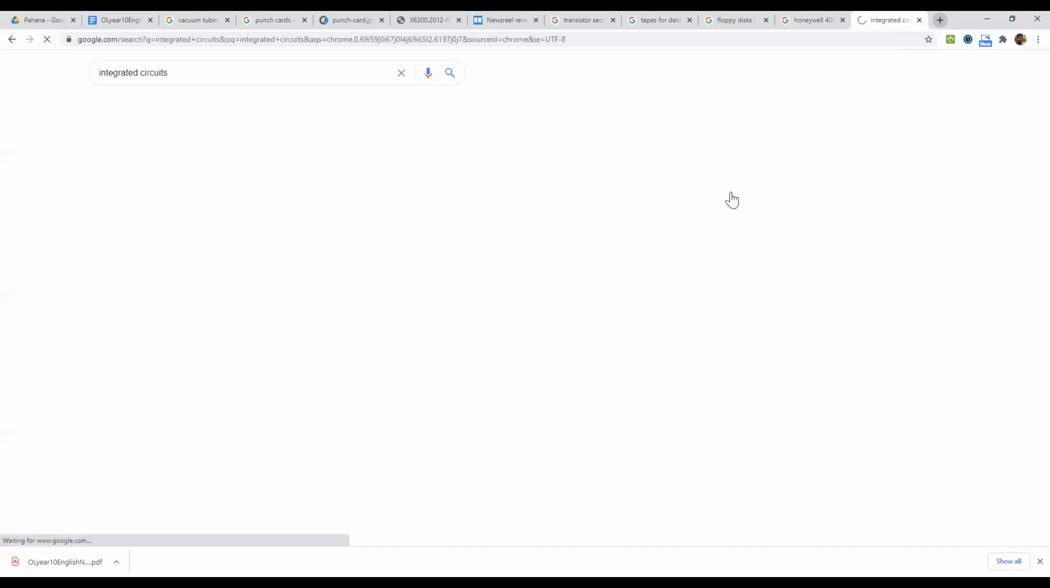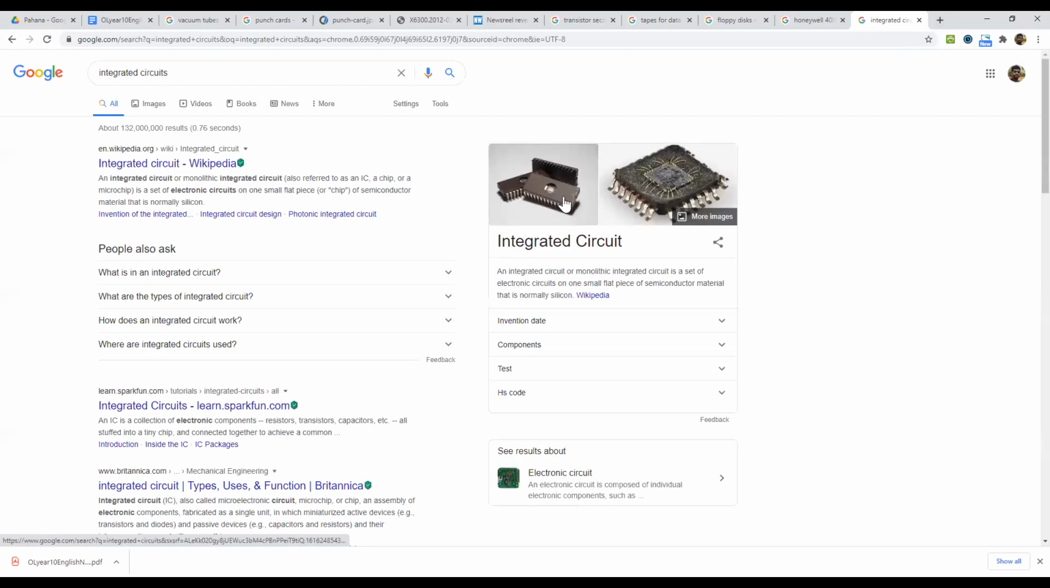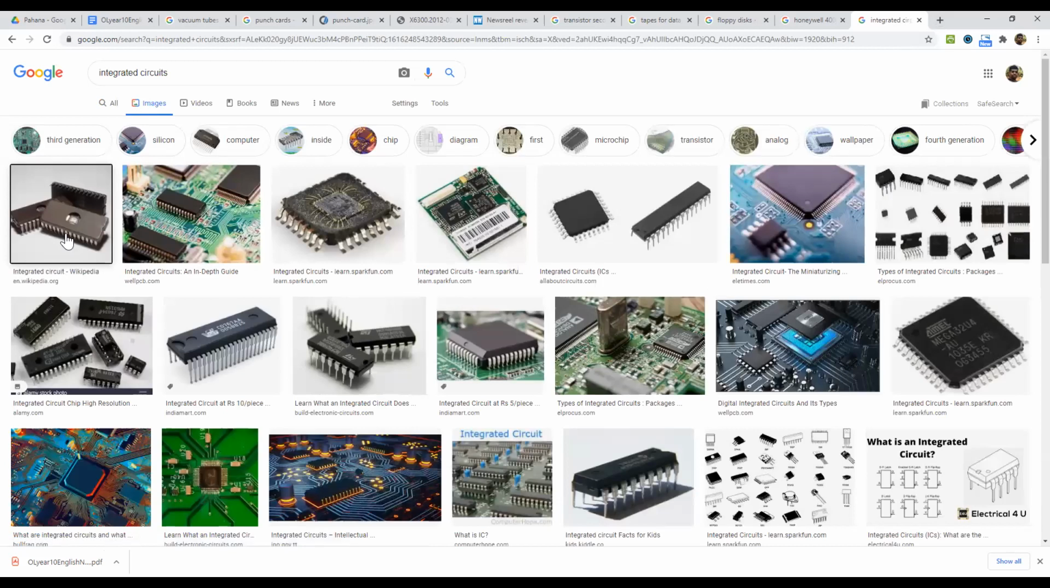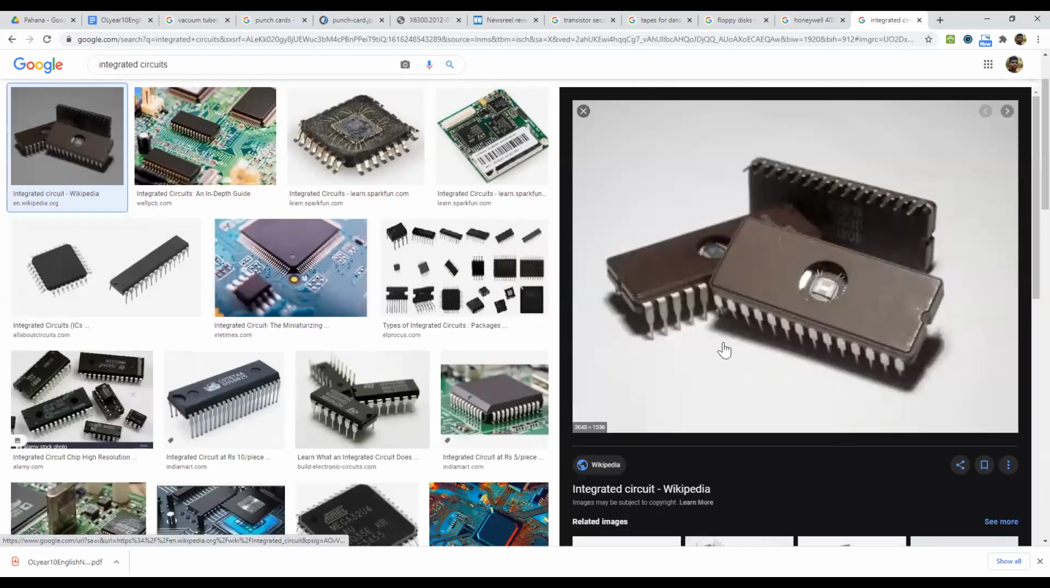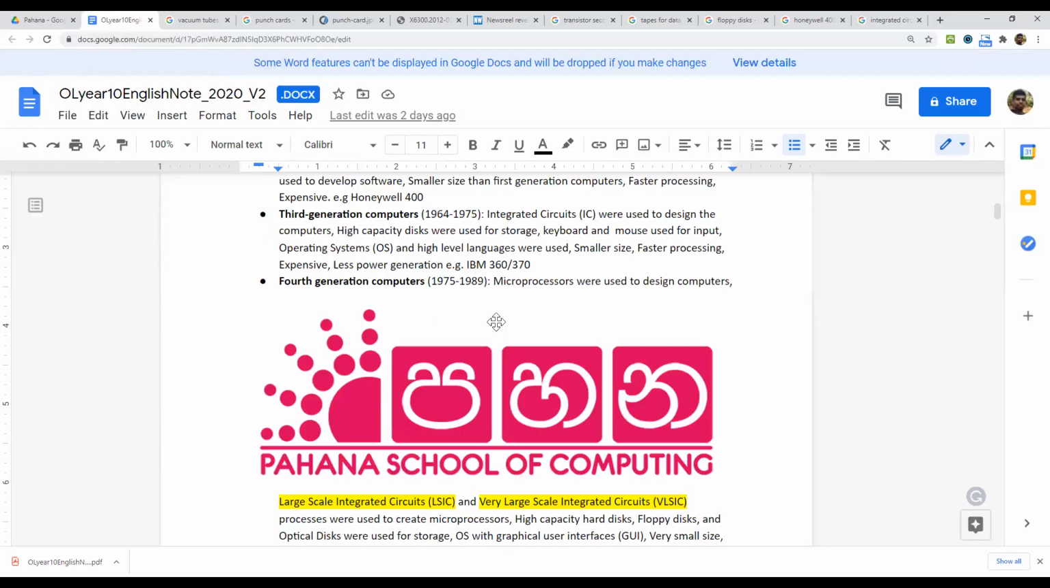Or you can use single chips like this, integrated circuits. So the electronic component is quite similar to this one. The number of transistors inside was quite large compared to the previous generation. So the main electronic equipment uses integrated circuits, or in short, we say ICs.